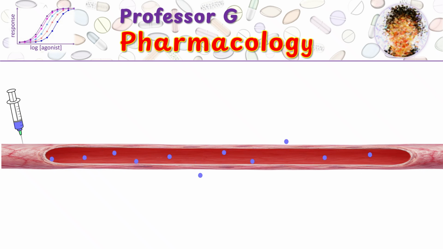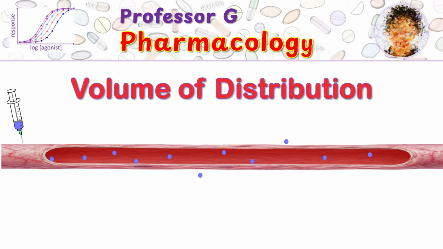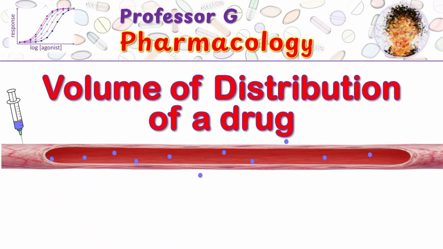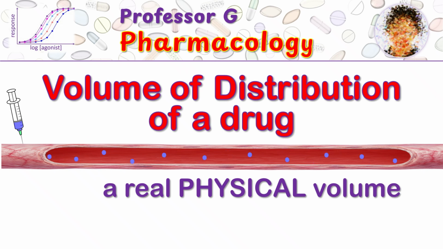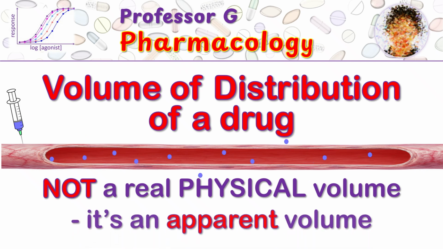In this presentation, we're going to explore one of the most useful, but sometimes most confusing ideas in pharmacokinetics, the volume of distribution. It sounds as though we are measuring a real physical volume inside the body, but we are not. Volume of distribution is actually an apparent volume. It helps us understand where a drug appears to go after it enters the bloodstream.